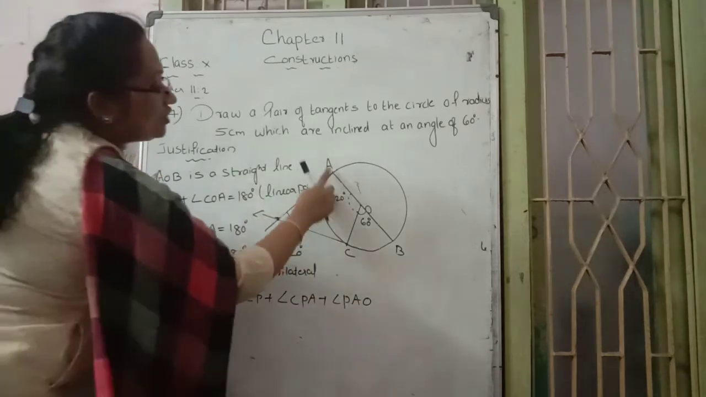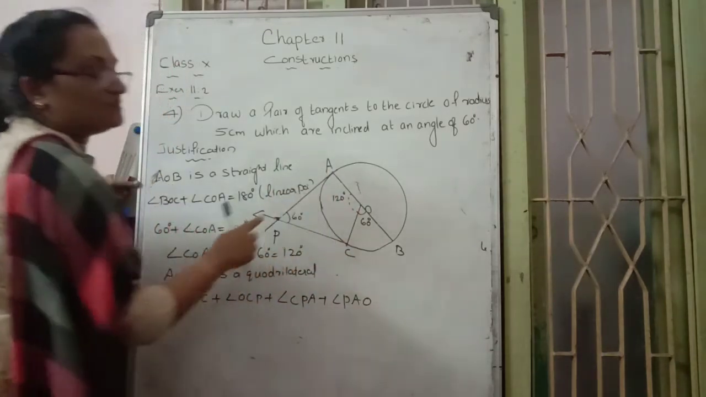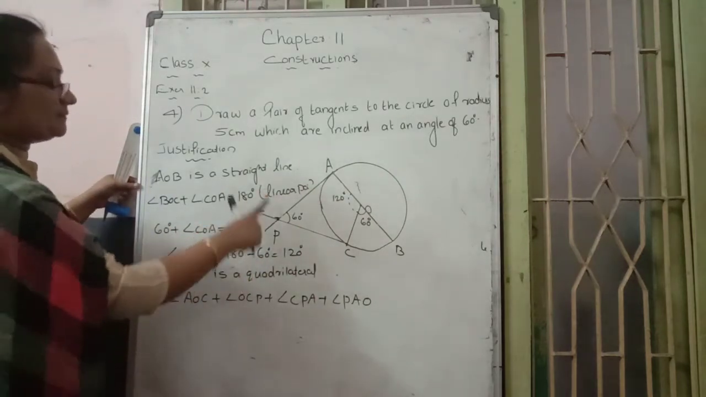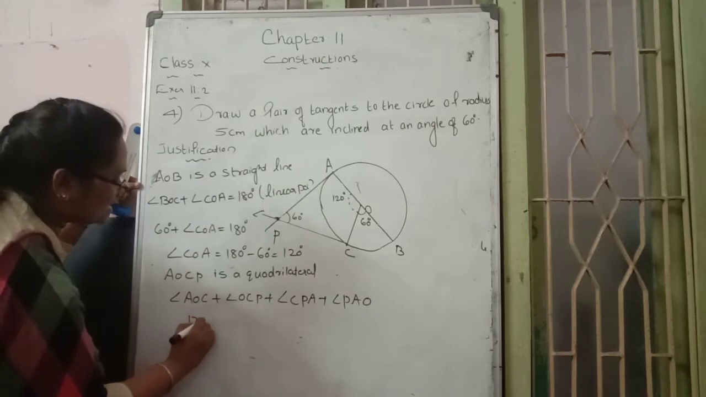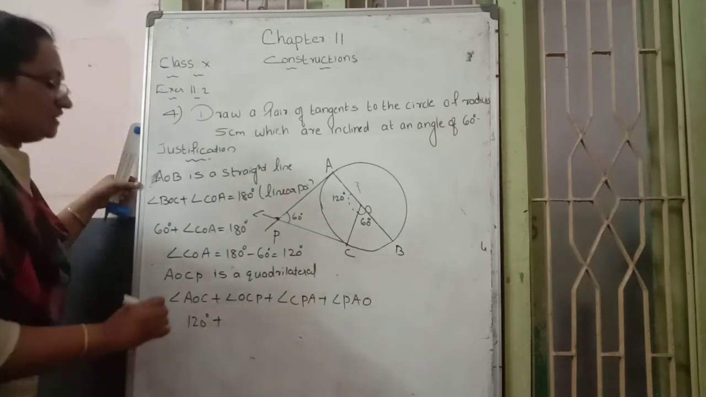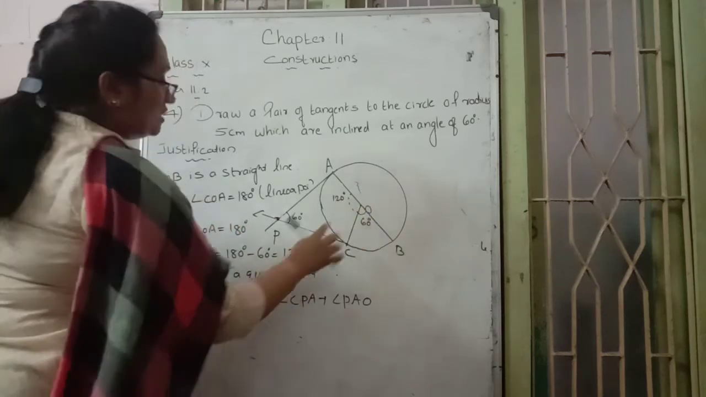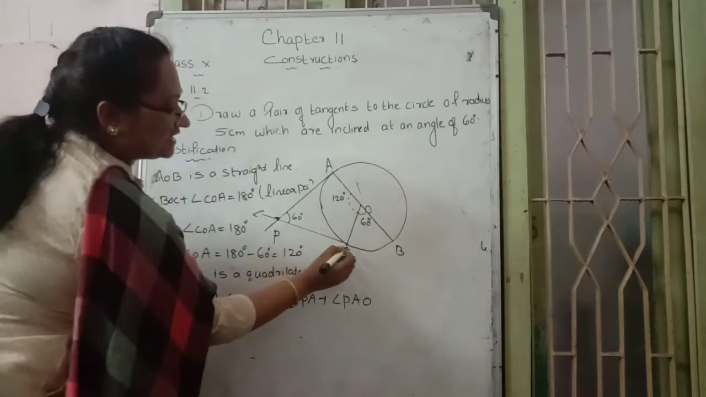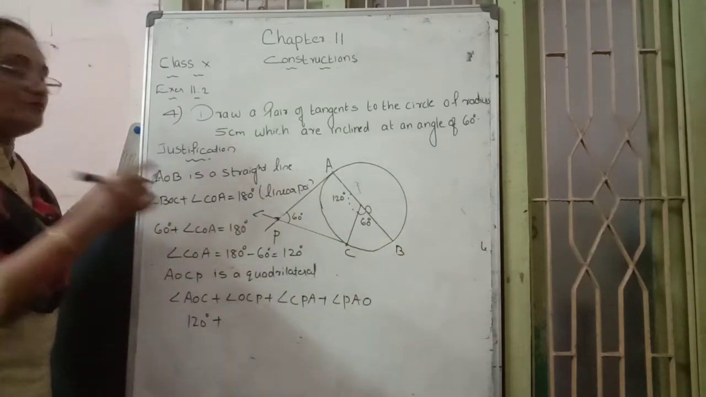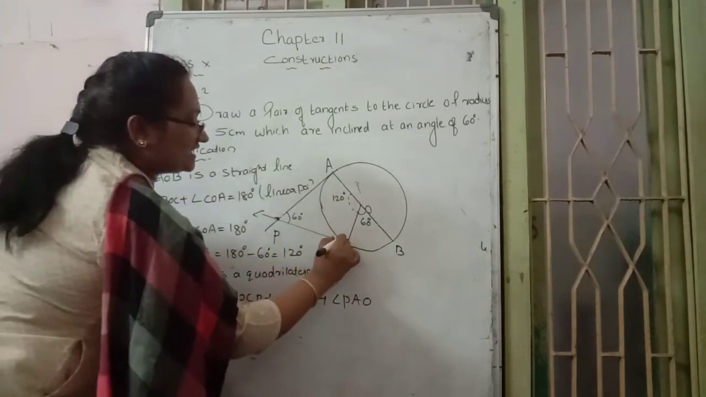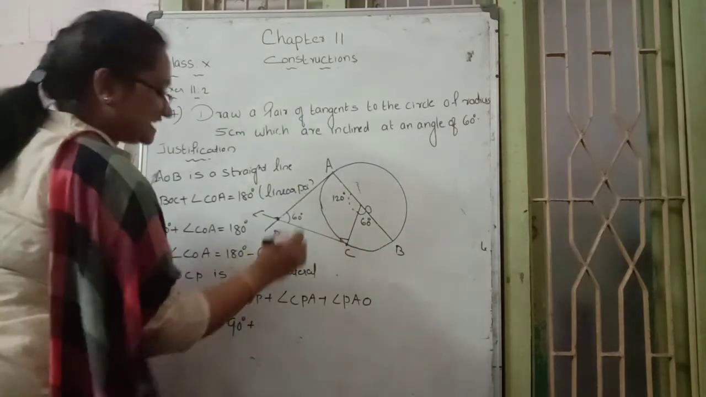Then AOC value is how much? AOC we already marked by the linear pair property and we got 120. Instead of that place we can write 120 degrees. Then what about the OCP angle here? See, at the C vertex we constructed early how many degrees? Here we constructed 90 degrees. That's why in that place we can write 90.